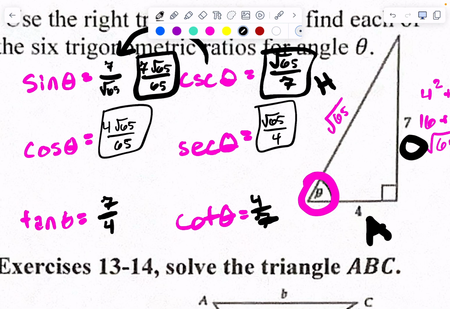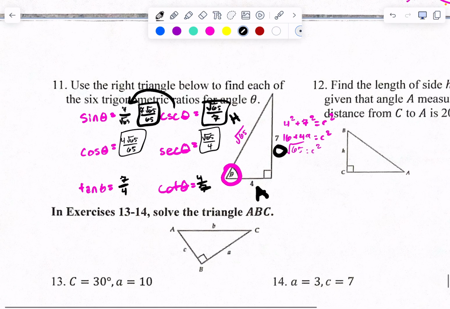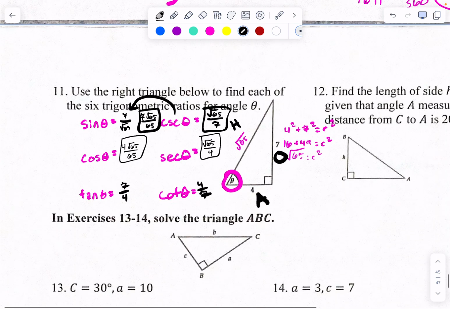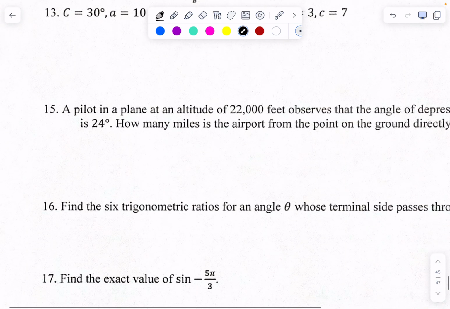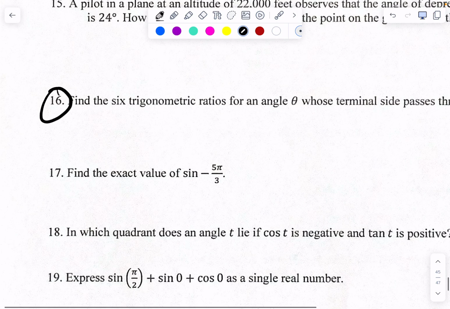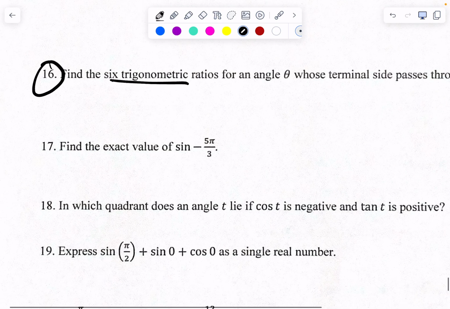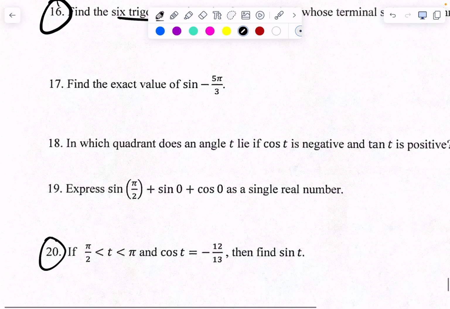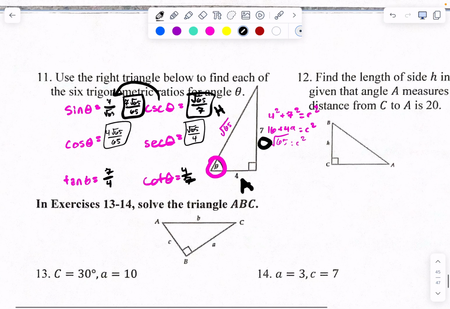Okay. All right. Now, you will be surprised. A lot of questions below have to do with that same process. They just don't give you the triangle. Like number 16 is that exact same question. Find the 6 trig functions. But they don't give you the triangle. Should we skip those or do those right now? No? You want to go in order? Number 20 does that exact same thing. But it just doesn't give you what the triangle looks like. But it's that same process. Okay? Should we go and do them in order?